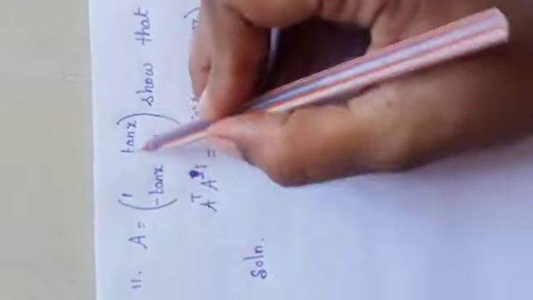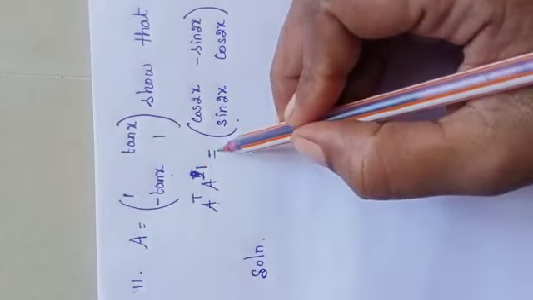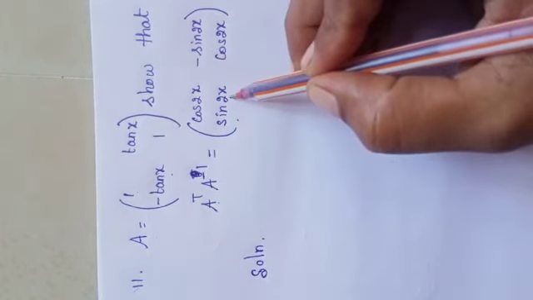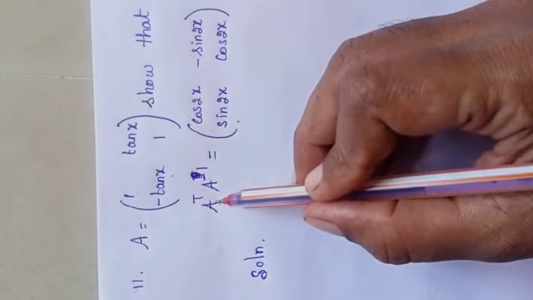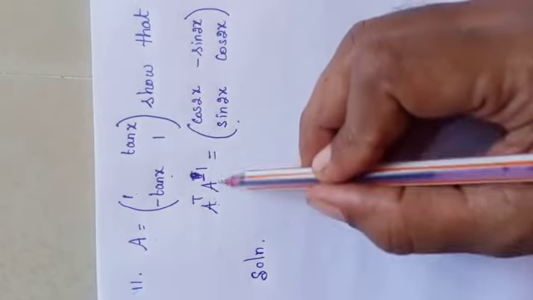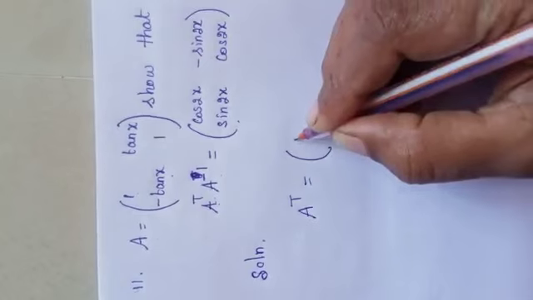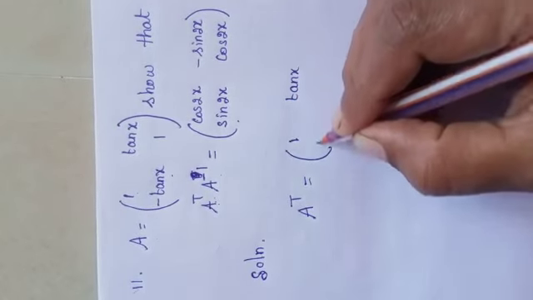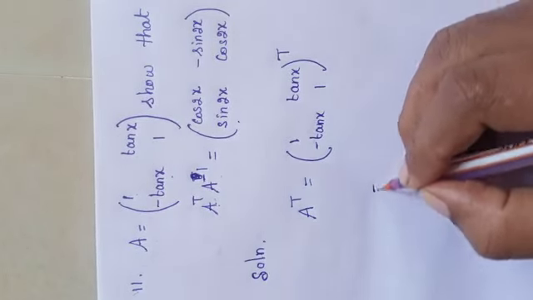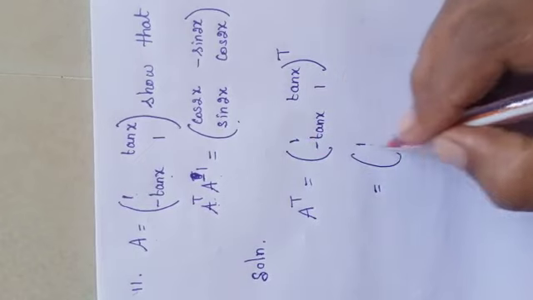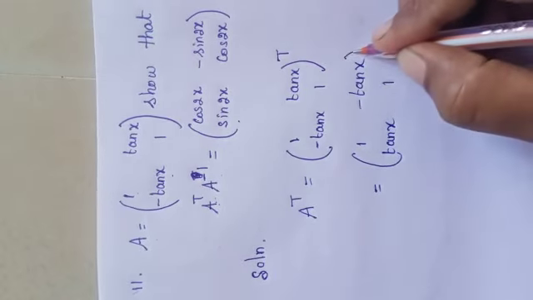Problem number 11. A is equal to 1 tan x, minus tan x 1. Show that A transpose into A inverse is equal to cos 2x minus sin 2x, sin 2x cos 2x. Shall we find it out? First we need to find out A transpose, then A inverse, then we have to multiply both. So first A transpose. The value of A is 1 tan x, minus tan x 1, the whole transpose. So our answer, change the row into column, we may get 1 tan x, minus tan x 1.